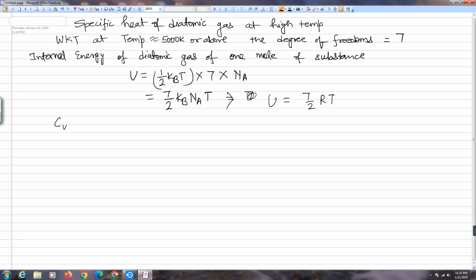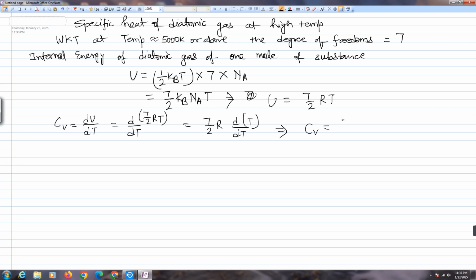And now we have to find the value of Cv. Cv is the first order derivative of internal energy with respect to temperature. So d by dT of U, and U comes out how much? 7 by 2 RT, and it can be written as 7 by 2 R d by dT of T. So that comes out Cv is equal to 7 by 2 R.